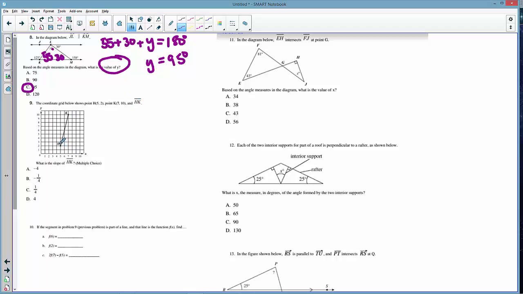Okay, so it's up 1, up 2, up 3, up 4 over 1. Up 4 over 1, which is 4 over 1, but for the reduced version, we just write 4. Okay, 10. If the segment above in problem 9 is part of a line, and that line is the function f of x, find these. Okay, so f of 6 just means plug in 6 for x, but we don't have an equation. So what we're going to do is look at 6 and find out what f is, and f is 6. That's the y value. Okay, so f of 6 equals 6.